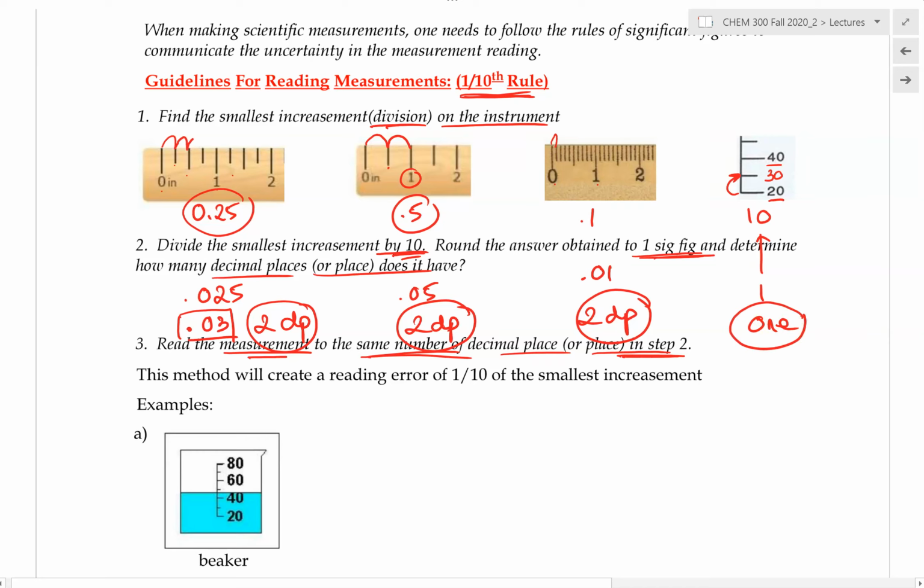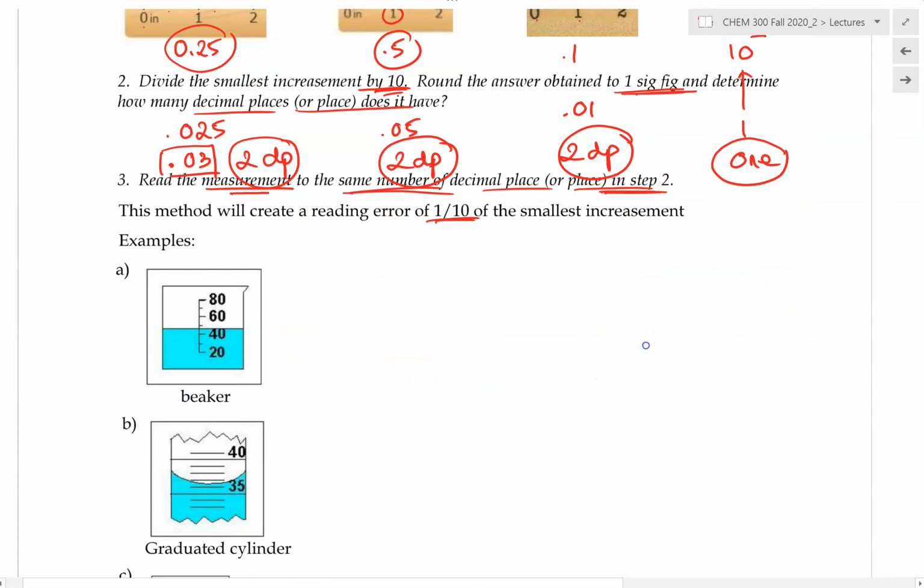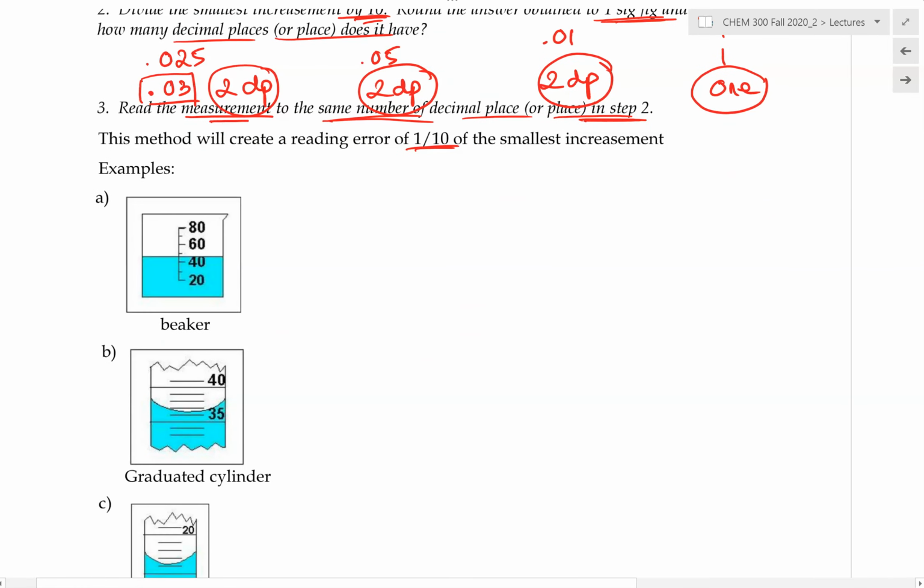So that is how we should be reporting our value. And this method right here will then create an error of 1/10 of the smallest increment. And this is the reason why we call this the 1/10 rule. Now, let's try a few examples and learn to apply this rule that we have learned already.